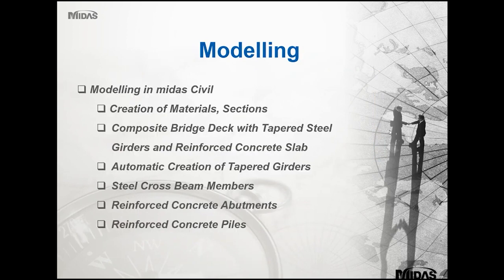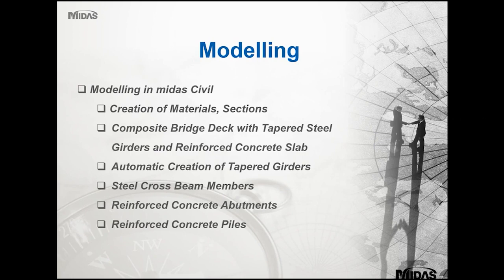So this is the section on modelling. We'll go into the modelling space in a moment, but just to give you an inkling of what we're actually going to do, we're going to first of all look at materials and sections, then we're going to look at the composite bridge deck with the tapered steel girders and the reinforced concrete slabs on top. Then we'll look at the automatic creation of the tapered girders, and then we'll look at the steel crossbeam members and the reinforced concrete abutments, and then the piles, or the modelling of the piles.